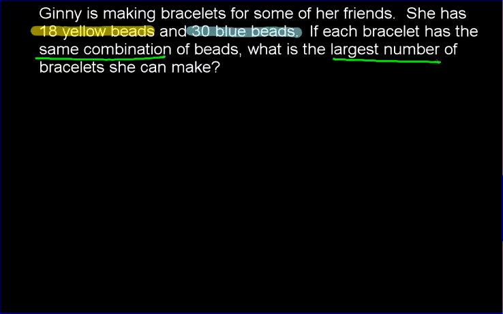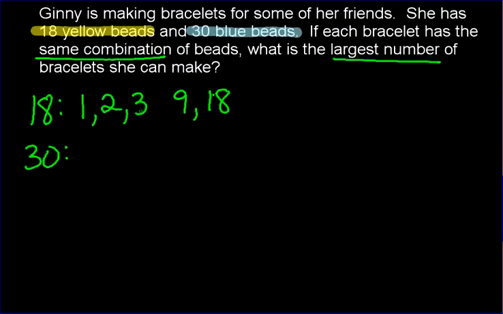Okay, so let's look at the greatest common factor of 18 and 30. All right, 18, we've got 1 and 18. All right, 2 times 9. And 3 times 6. All right, and 4 and 5 aren't factors, so that means those are all of our factors. Okay, let's look at 30.